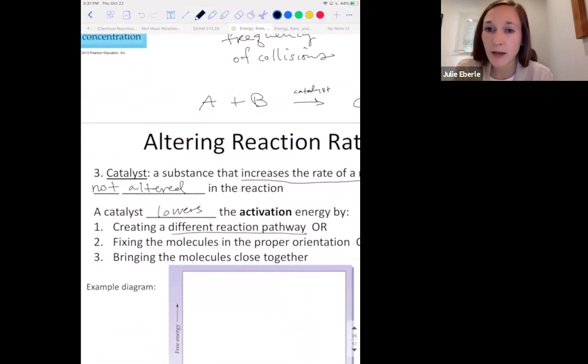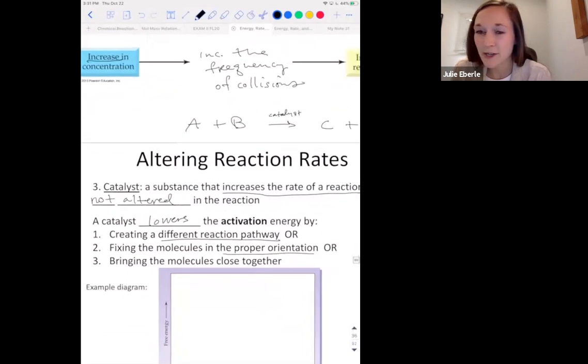It creates a different reaction pathway. We're going to draw an example in a second. It will fix the molecules in proper orientation. My favorite analogy for this is, anybody have siblings that you got in fights with growing up, and your mom or your dad would be like, okay, y'all hold hands and kiss. You'd make them come together in the right way. That's what a catalyst does. Okay. It fixes molecules, it brings them together, and it forces them to join together in the right way. And then that kind of also alludes to part 3. Sometimes it brings them together and lets them bump into each other, and sometimes it just fixes them right in the perfect orientation together.